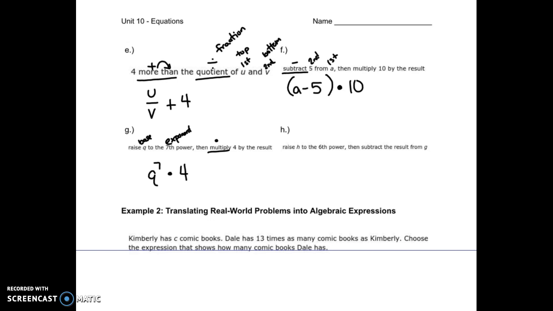H says raise H to the 6th power. H is my base. 6th power is my exponent. Says then subtract the result. So subtract the result from G. That means G is going to go first. And all of this over here is going to go second. So I'm going to say G minus H to the 6th power.